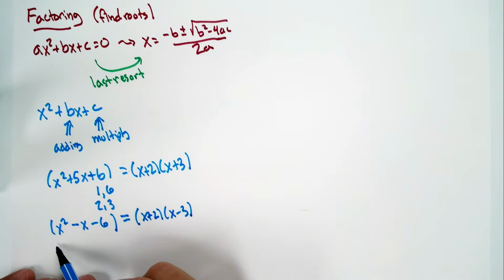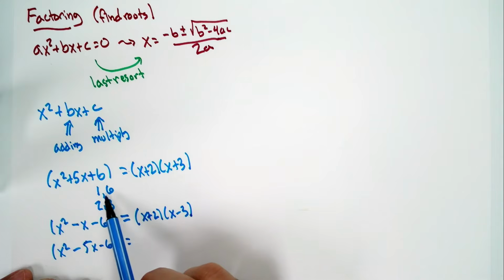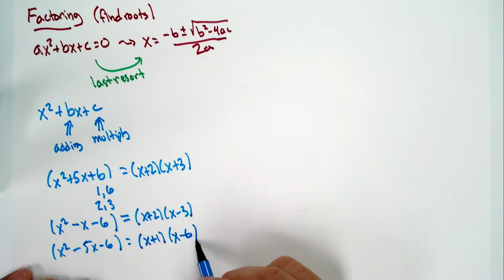All right. What if it was x squared minus 5x minus 6? Well, now what happens? Again, you have to have a different sign, and I have to have them so that I get a negative 5. Well, in this case, if I make it negative 6 plus 1, they multiply to negative 6 and add to negative 5. So it would be x plus 1, and x minus 6.